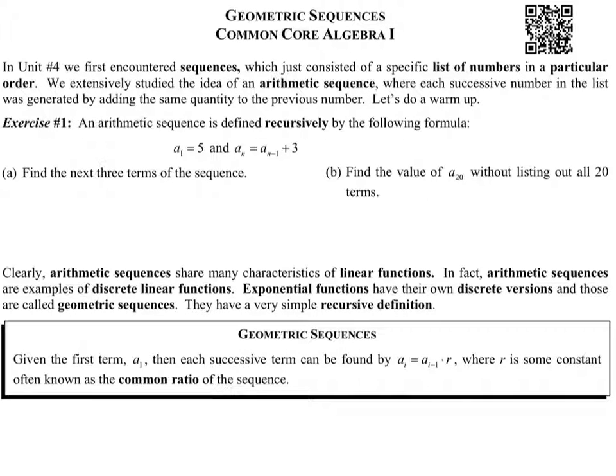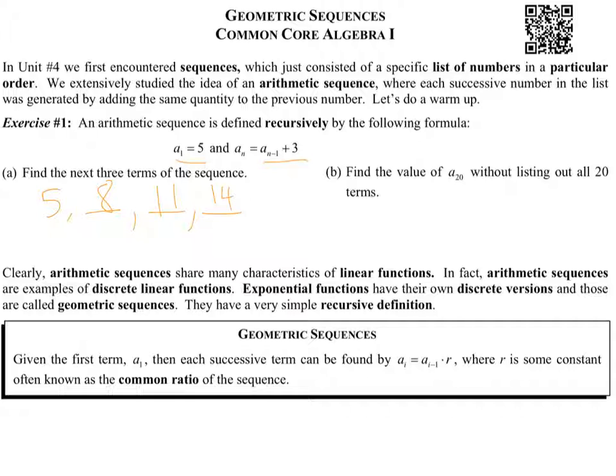An arithmetic sequence is defined recursively by the following formula, where the first term is 5, and for each additional term you add 3. So, find the next 3 terms of the sequence. So, if my first term is 5, then what are my next 3 terms? 1, 2, 3. So, each one you add 3. So, 8. 8 plus 3 is 11, plus 3 is 14.